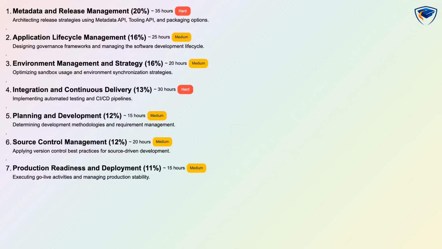This exam covers 7 domains and tests architecture and deployment skills across metadata, ALM, environment strategy, CI/CD, planning, source control, and production readiness, totaling 100%. The domain weights are metadata and release management 20%, application lifecycle management 16%, environment management and strategy 16%, integration and continuous delivery 13%, planning and development 12%, source control management 12%, and production readiness and deployment 11%.